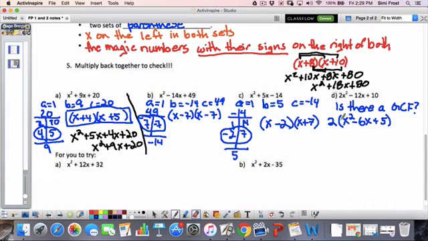Well, now I'm back to a problem where I do have a 1 on the x squared, and now I can just continue as I was before. I need to multiply to 5 and add to negative 6. The factors of 5 are just 1 and 5. So 1 times 5 equals 5, but how am I going to get it to be a negative 6? Well, if I put a negative on both of them, negative 1 times negative 5 equals positive 5, and negative 1 plus negative 5 equals negative 6.